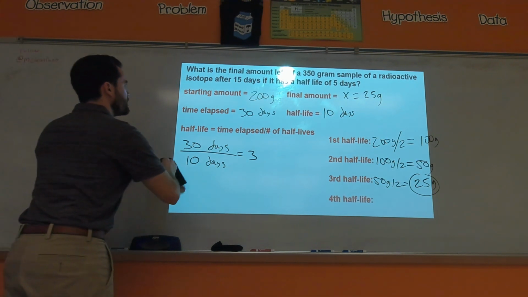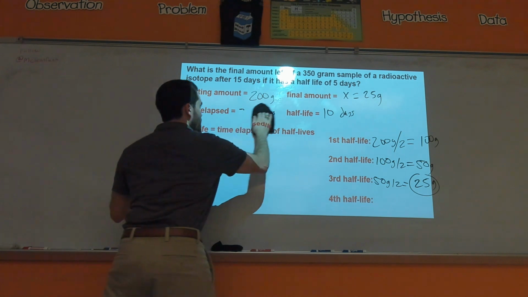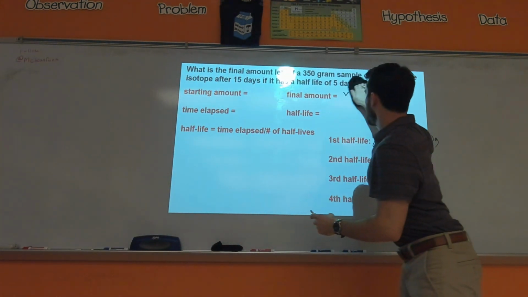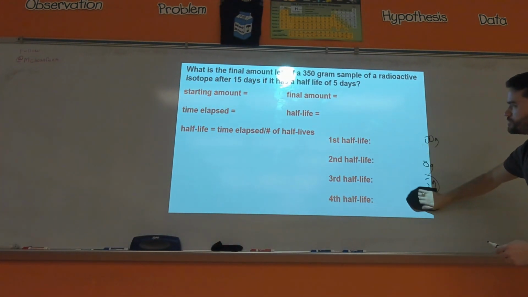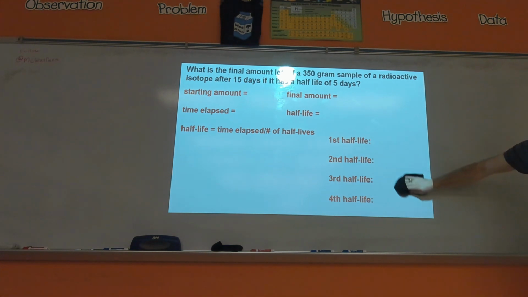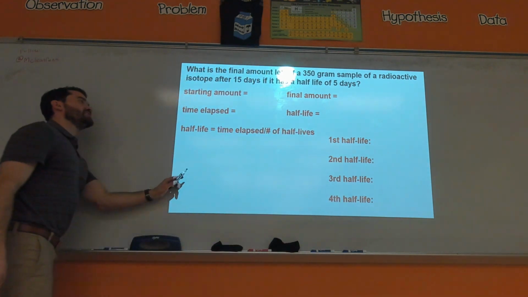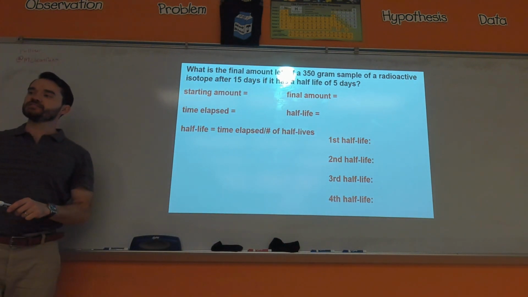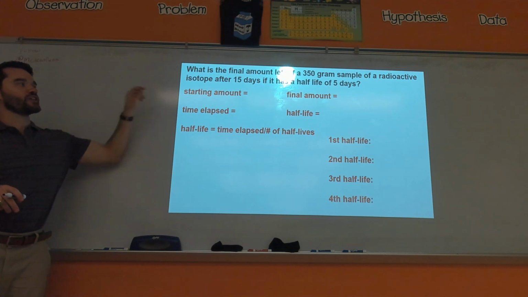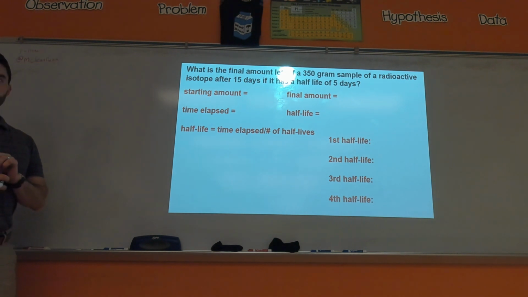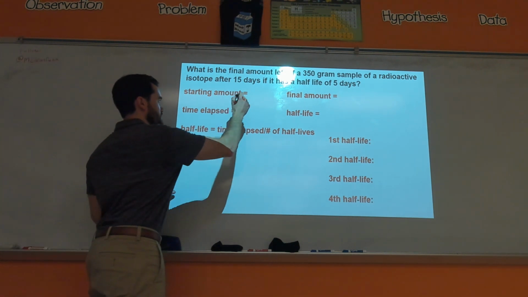All right, they tell us the final amount left of a 350 gram sample of some kind of radioactive isotope after 15 days. Or no, sorry. What is the final amount left of a 350 gram sample of radioactive after 15 days if the half-life is 5 days? So what is my starting amount? 350, okay.